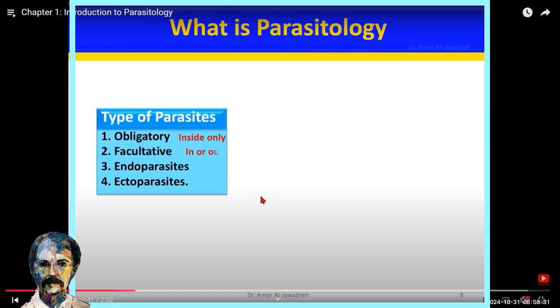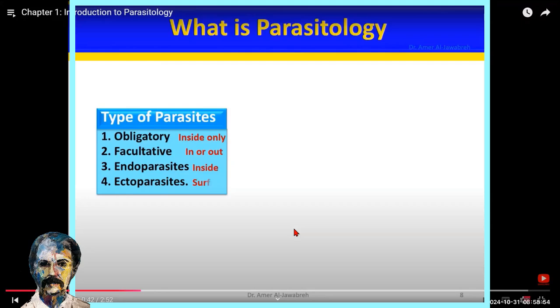Endoparasites, they are inside. The other one, obligatory, lives only inside. Here, the facultative ones can live inside and they can live outside, not like the first one, obligatory. And we have the ectoparasites, those who live on our surface, on our skin.